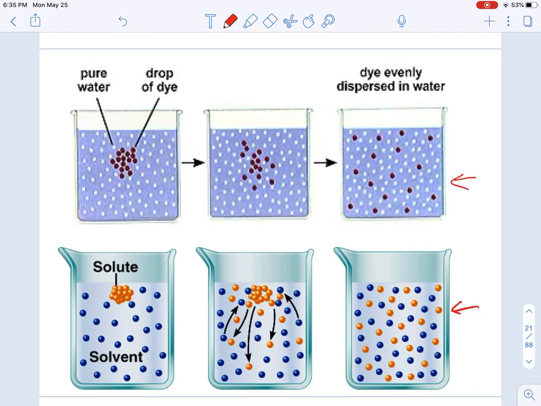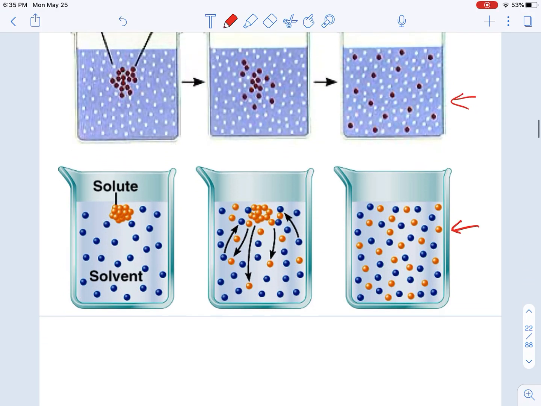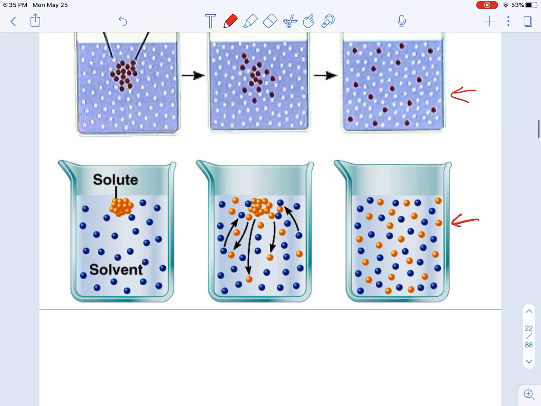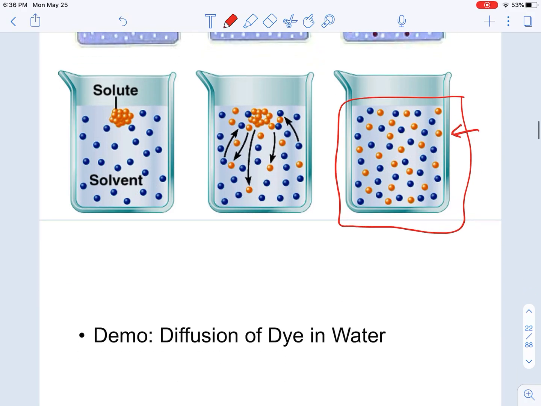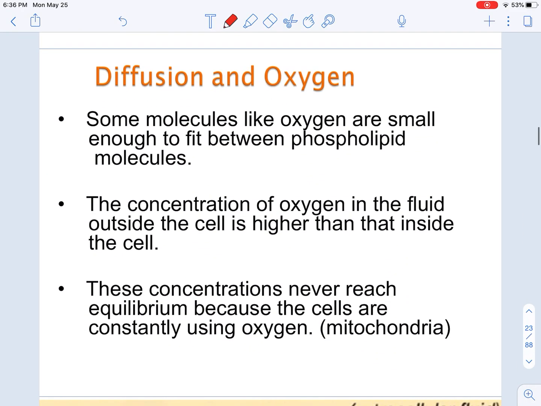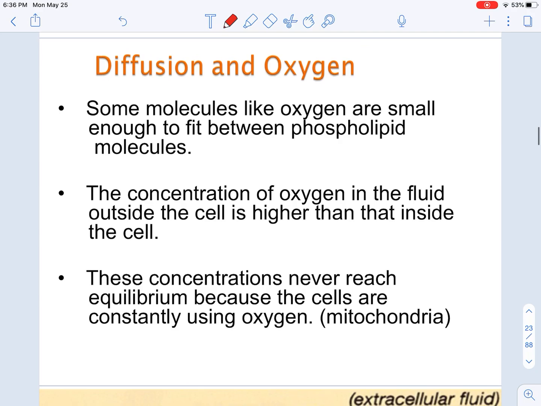So there's the dye drop example, and here's a similar picture with the yellow or orange molecules getting dissolved. So if you have a sugar cube, a solute like sugar put into water, it'll dissolve until it's equally the same amount of sugar everywhere. Those are all pictures of diffusion.